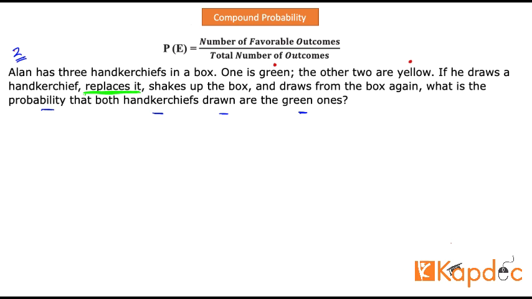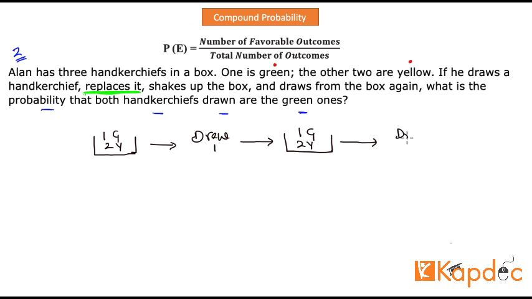Okay, so let's draw a little flow diagram to best understand this problem. So there is my box. It contains one green and two yellow handkerchiefs. Then you go for your first draw, right? Let's say this is my draw 1. And then whatever you selected, you put it back into the box, right? Then your box contains again one green and two yellow. And then you go for your second draw.